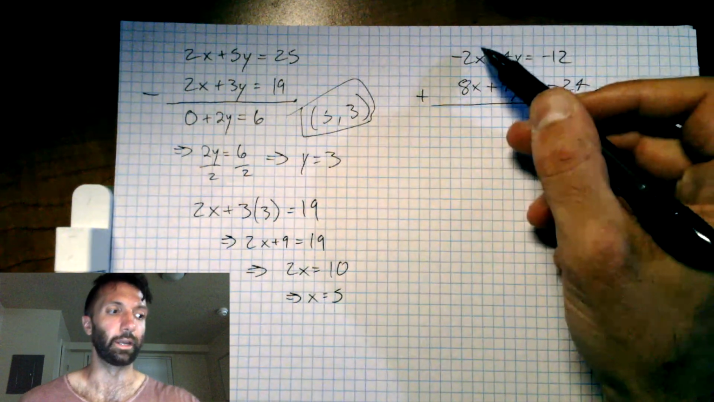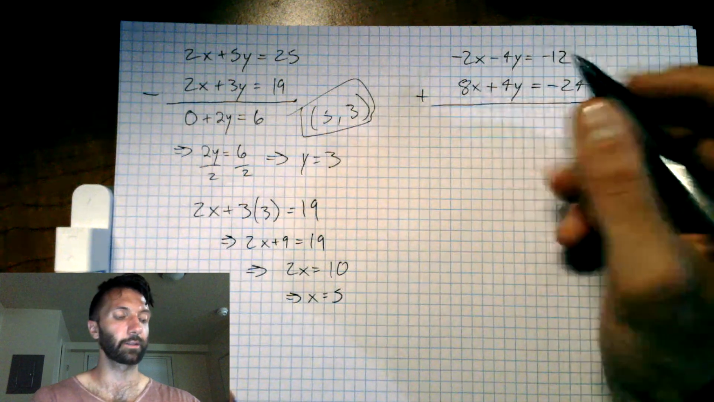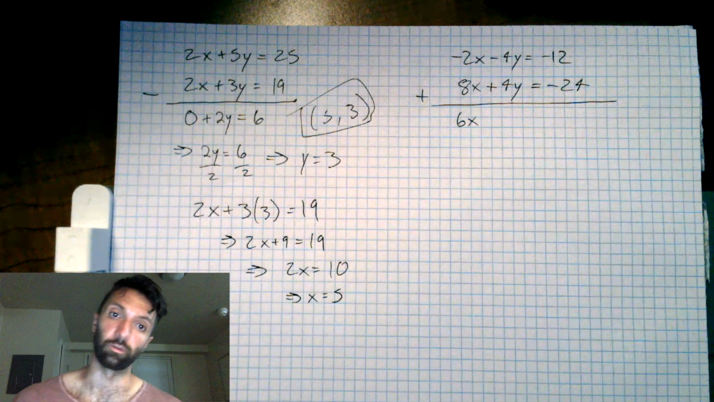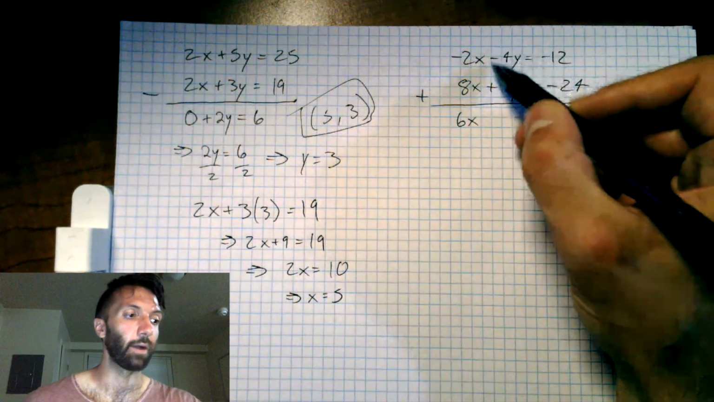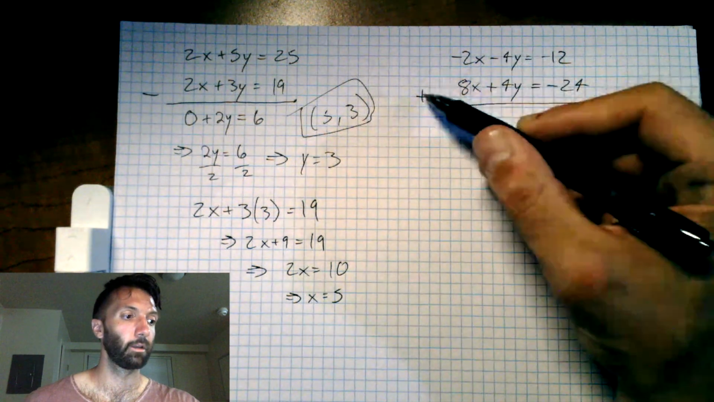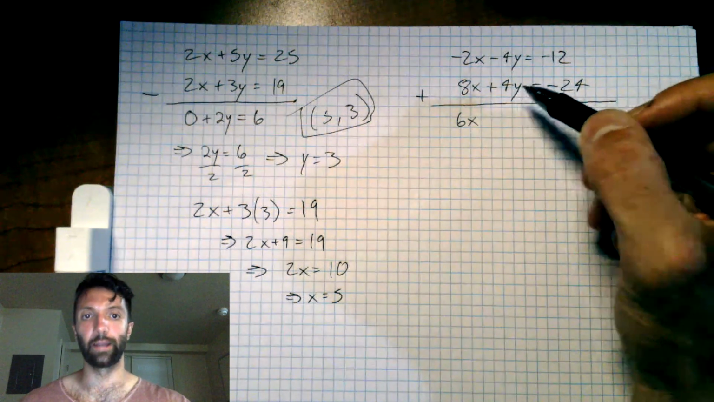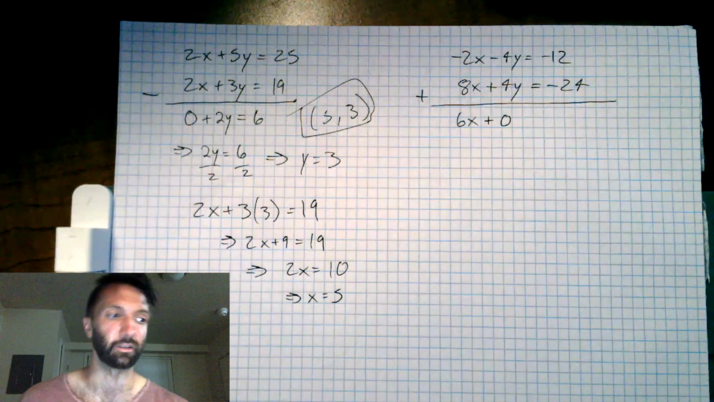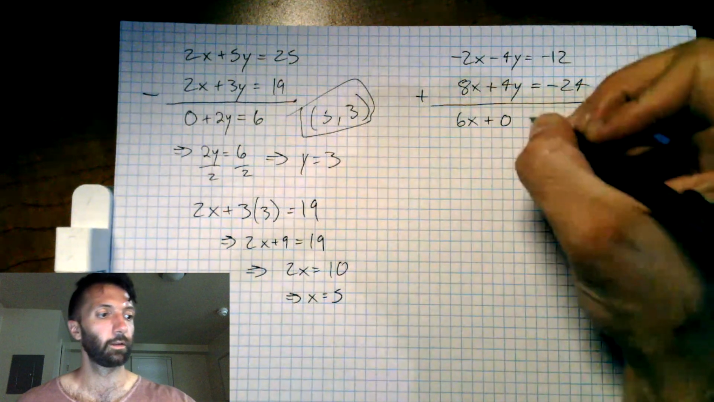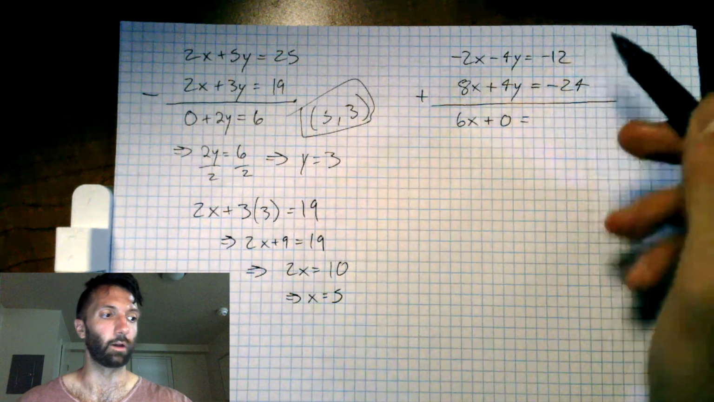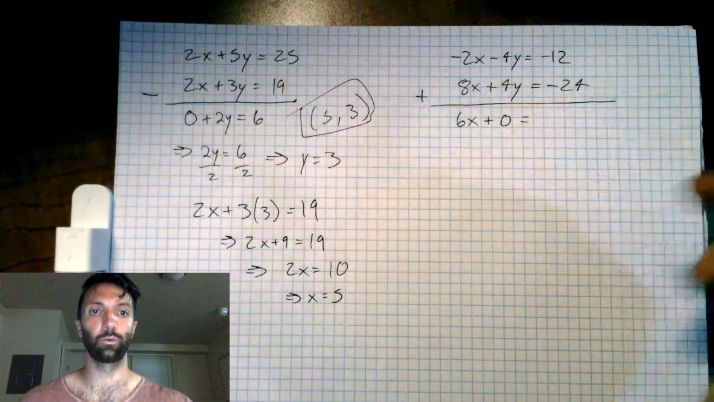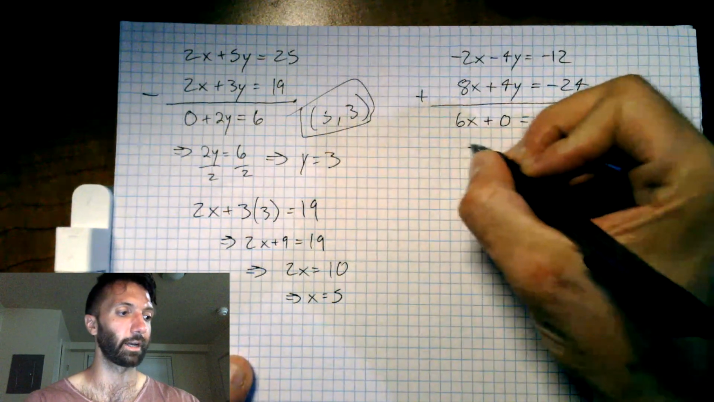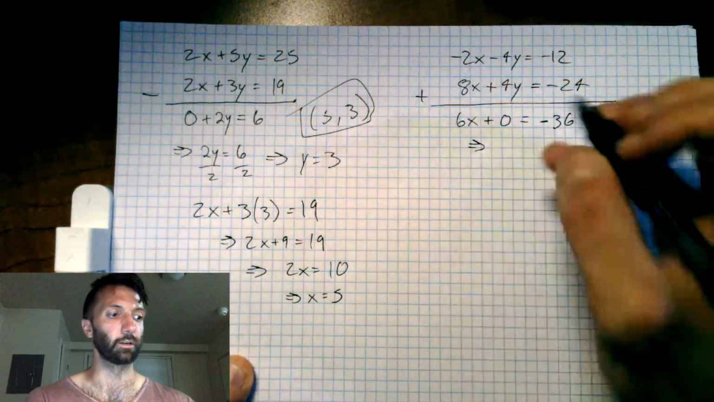All right, negative 2x plus 8x is positive 6x. So that doesn't eliminate, but hopefully the y's will. So now we have negative 4y plus positive 4y, and that is in fact 0. Negative 4y plus positive 4y is 0. And then negative 12 plus negative 24 is negative 36. All right, now I'll simplify. 6x plus 0 is just 6x.